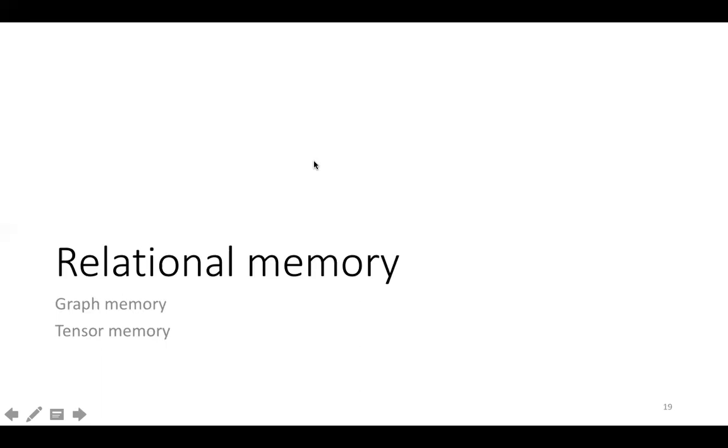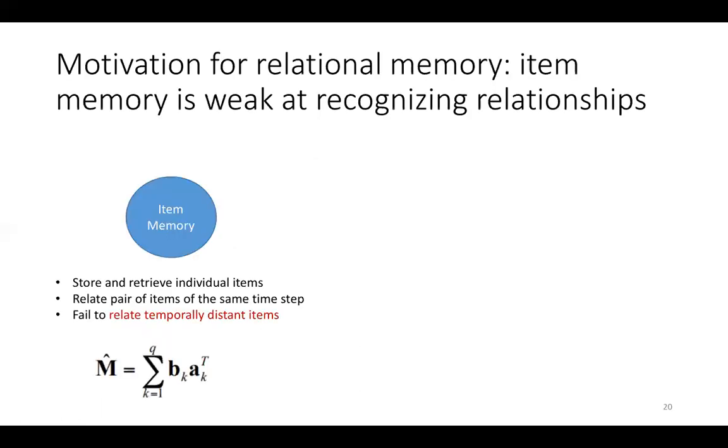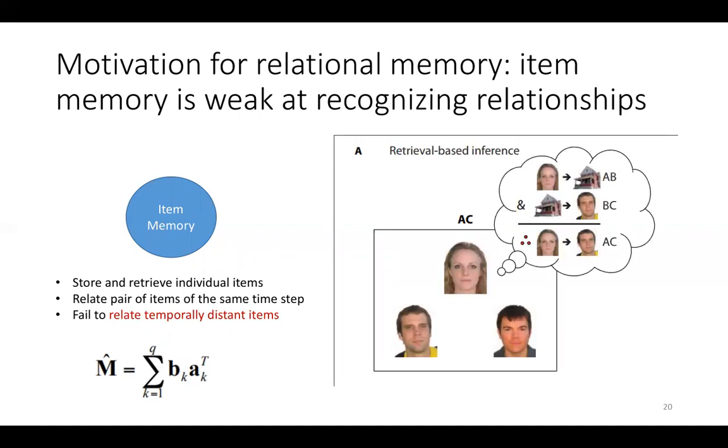So the second type of memory is relational memory. In the relational memory, we have a different motivation, because item memory is normally weak at recognizing relationships. Item memory is just about storing the item, right? And it's very hard to relate temporally distant items using this kind of associative operation like this one. Then if the item memory cannot store the relationship, it's very hard to do retrieval by inference. Like if you see a woman A in house B, and you see a man C also in house B, how do you know that the woman and the man have some relationship? This kind of question is very hard to answer in item memory.